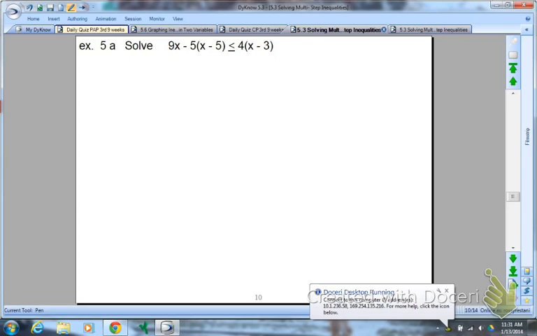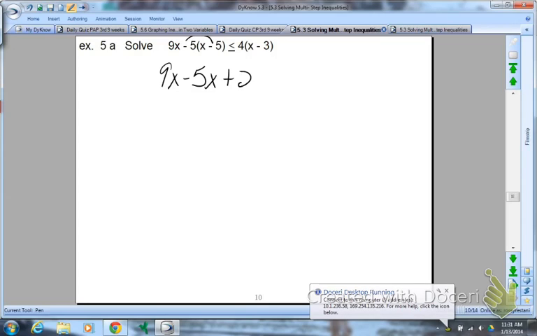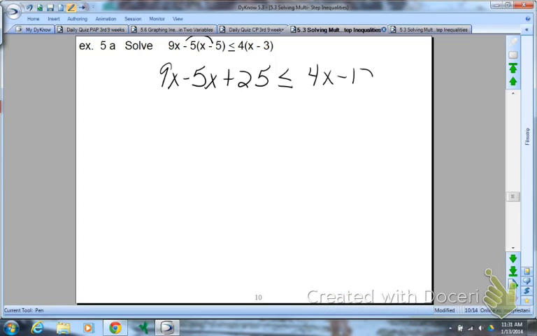Okay, first thing we're going to do is the distributive property, bring down the 9x. Now be very careful here. What are we distributing, 5 or -5? -5. So -5 times x is a -5x. And then -5 times a -5 is a positive 25. That's where people make their mistakes, so be very careful about that. And then 4x minus 12.